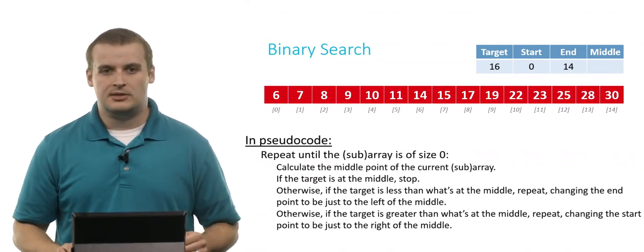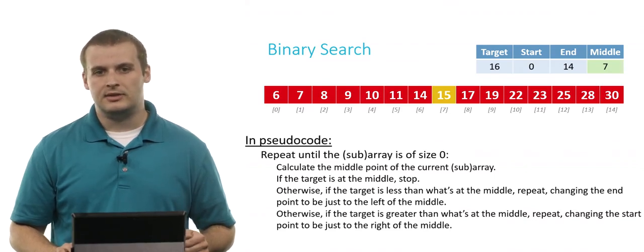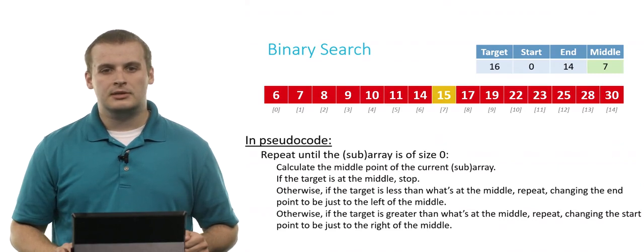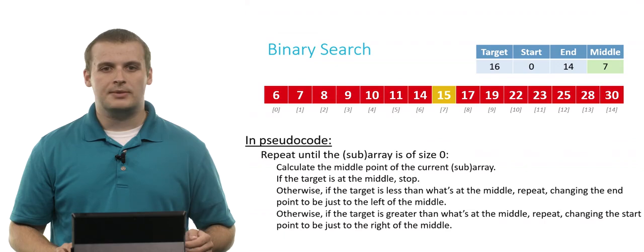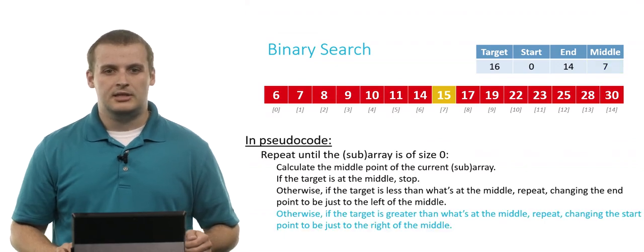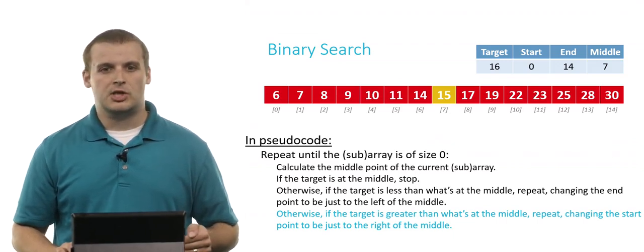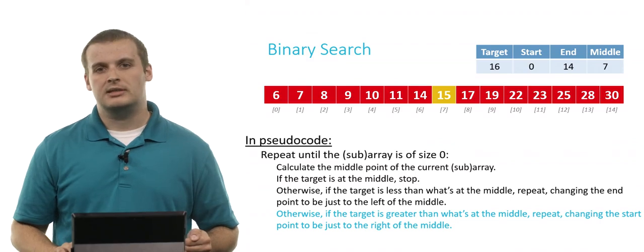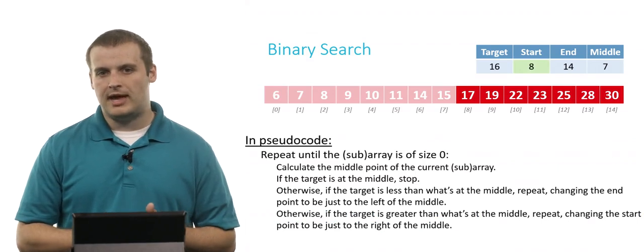So what's the step first? Calculate the midpoint of the current array. What's the midpoint of the current array? Well, it's 7, right? 14 plus 0 divided by 2 is 7. Is 15 what we're looking for? No, it's pretty close, but we're looking for a value slightly bigger than that. So we know that it's going to be nowhere to the left of 15. The target is greater than what's in the midpoint, and so we set the new start point to be just to the right of the middle. The midpoint is currently 7, so let's say the new start point is 8. And what we've effectively done, again, is ignored the entire left half of the array.